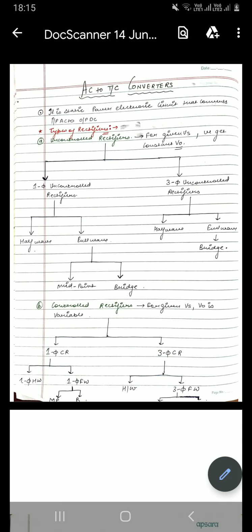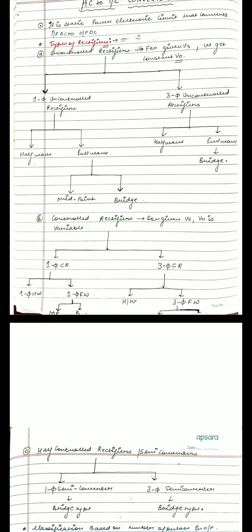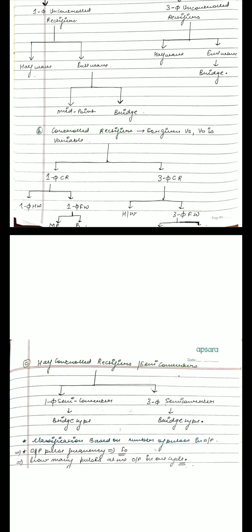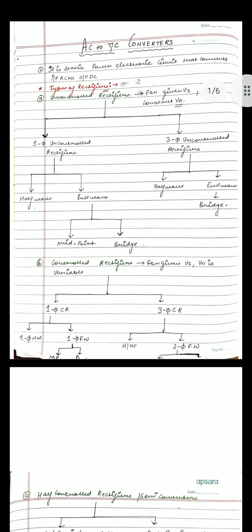AC to DC converters are also known as rectifiers. It is a static power electronic circuit that converts input AC to output DC. There are basically three types of rectifiers: uncontrolled rectifiers, in which we cannot control the output, fully controlled rectifiers, in which we can fully control the output, and half controlled rectifiers, which is also known as semi converters. In uncontrolled rectifier, there are basically two categories.